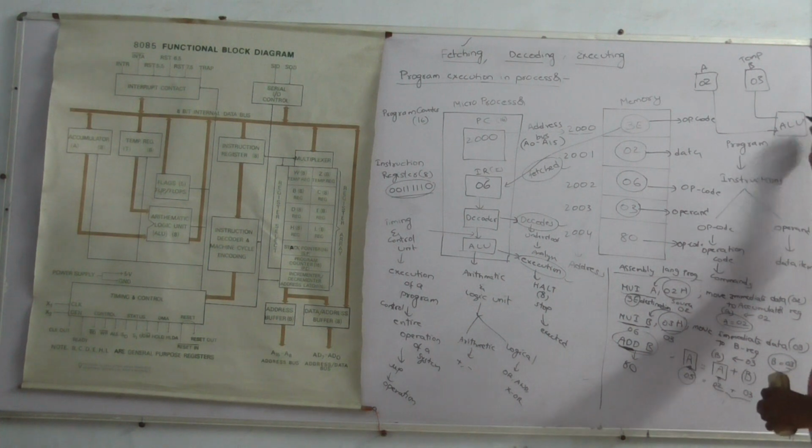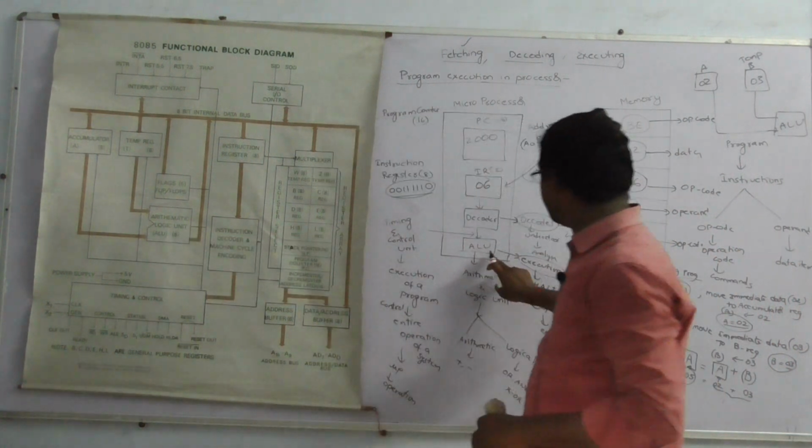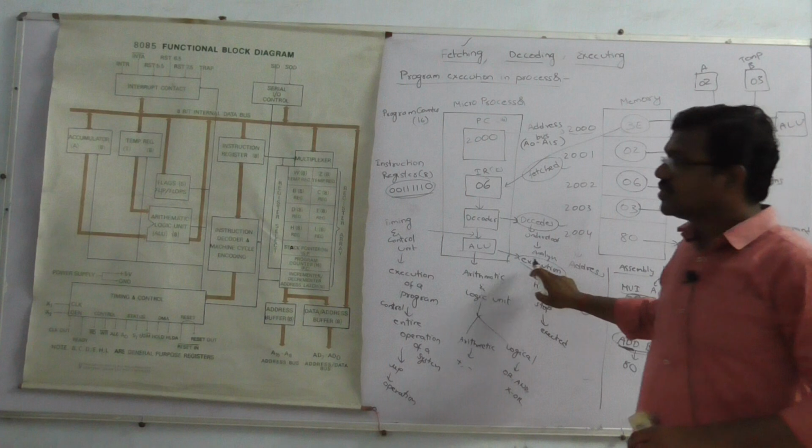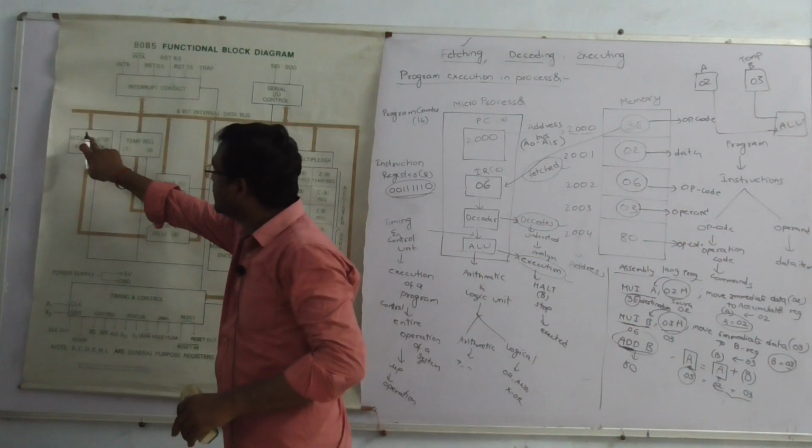The arithmetic logic unit performs the execution. Then the final result is stored in the accumulator register.